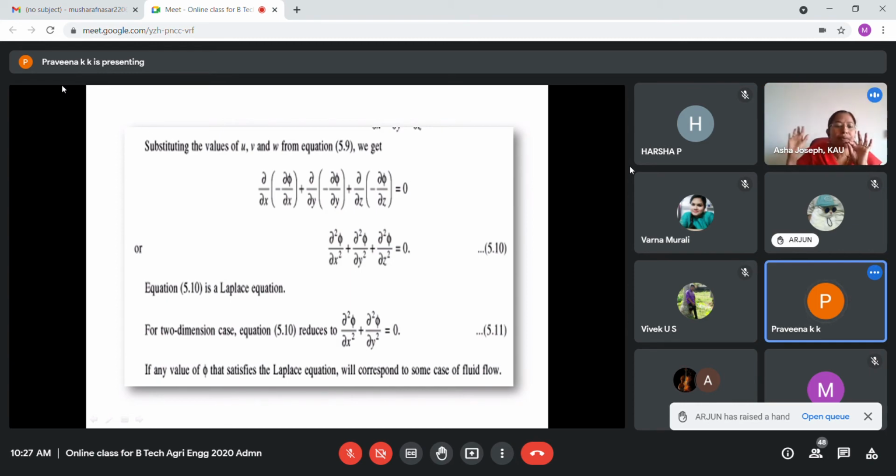That means the function satisfies the Laplace equation, and definitely it is a fluid flow. Why is it a fluid flow? Because this is the continuity equation now. When we substitute into the continuity equation, only then do we get this equal to 0. So the continuity equation can hold good only when there is a flow. Continuity equation means there is flow. So that is why we are telling that when this phi satisfies the Laplace equation, it will correspond to a case of fluid flow. Hope it is clear for you, students.